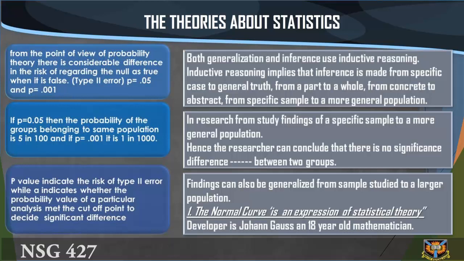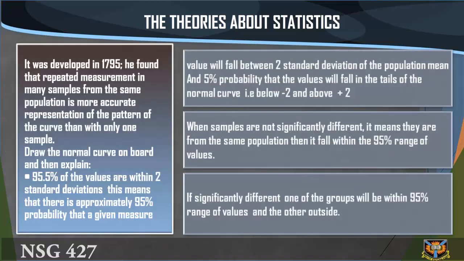1. The normal curve is an expression of statistical theory. The developer is Johann Gauss, an 18-year-old mathematician. It was developed in 1795. He found that repeated measurement in many samples from the same population is a more accurate representation of the pattern of the curve than with only one sample. Draw the normal curve on the board and then explain.